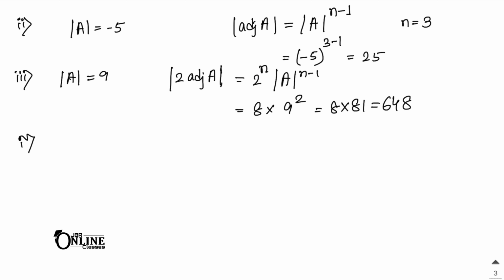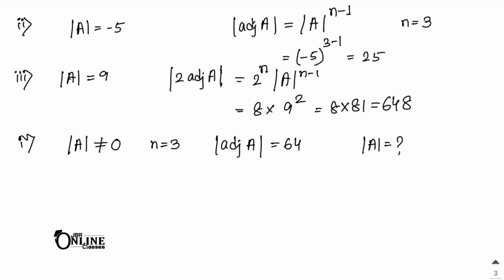So in number 4, if A is a non-singular square matrix of order 3, okay, so that means here det A not equal to 0 because non-singular square matrix, and here n equals 3, the order of matrix, such that det of adjoint A equals 64, it's given. Now you have to find det A, you have to find the value of det A.